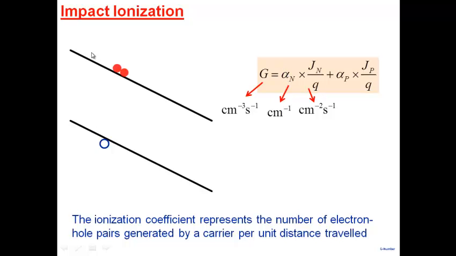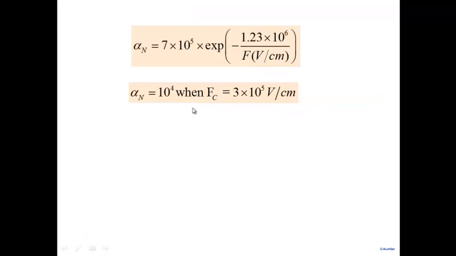All right, so impact ionization, as we can understand, will happen if the electric field is large. And for silicon, a very simple model that you see for impact ionization for electrons here: alpha n is 7 times 10 to the power 5 exponent minus 1.23 by field. F is the field applied here. Now, alpha n then is a function of field, as I've been saying. If the field is large, impact ionization is large. If the field is small, impact ionization is small.